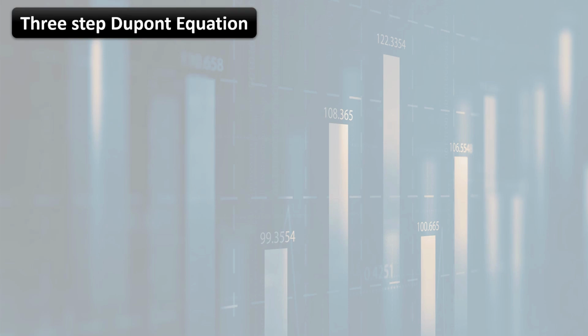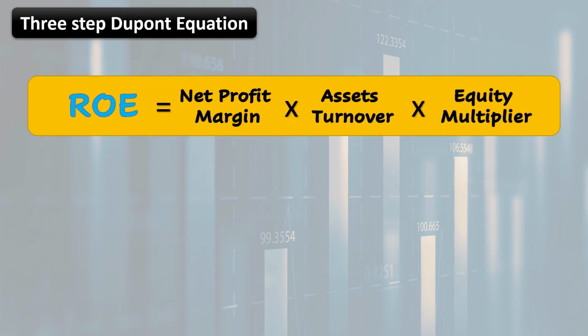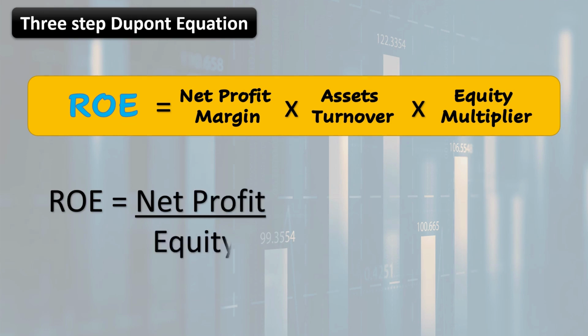The three-step equation of DuPont analysis breaks up return on equity into three very important components. The first one is net profit margin, the second one is assets turnover, and finally the equity multiplier. Net profit margin is simply the measure of operating efficiency. Assets turnover is a measure of asset use efficiency, and equity multiplier is the measure of financial leverage.